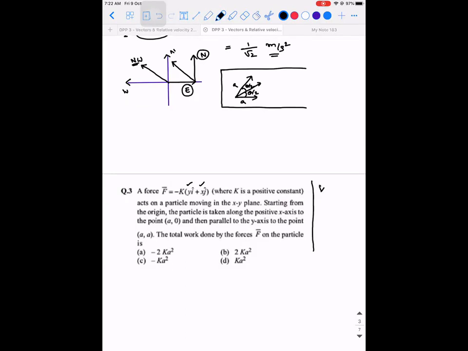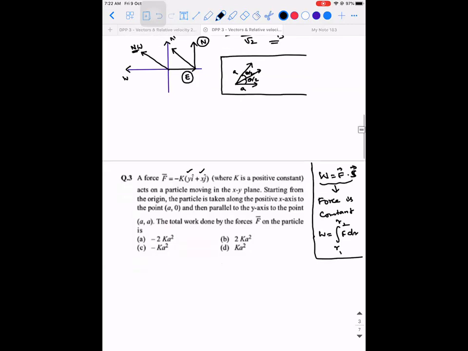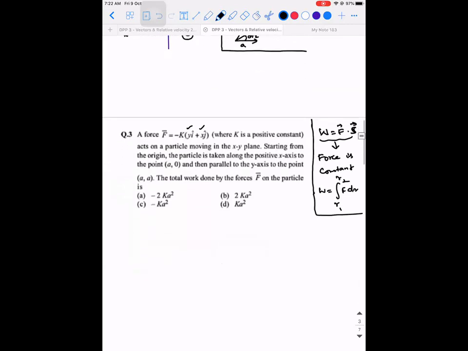There are two types of work done. Work done is equal to force vector dot r vector, or f vector dot s vector. This is most commonly used. When will you use this? Work done is equal to f vector dot s vector when the force is constant. Whereas when the force is variable, you use W is equal to the integral of f vector dot dr vector from r1 to r2. So you need to know the proper limits. The question is, how do we solve this problem?